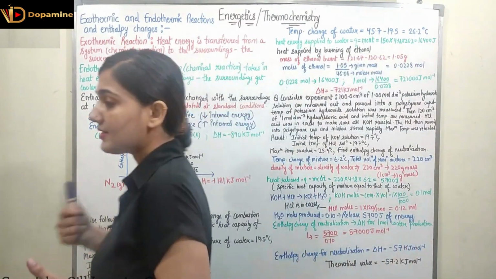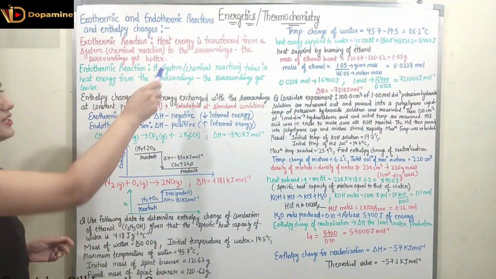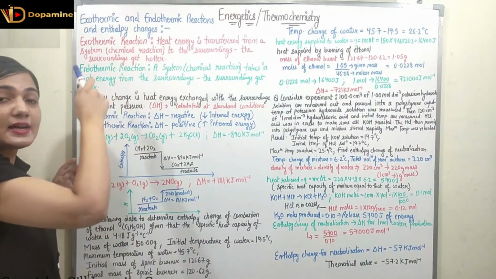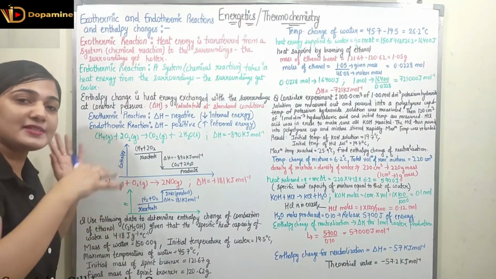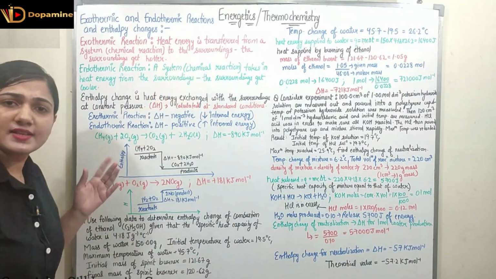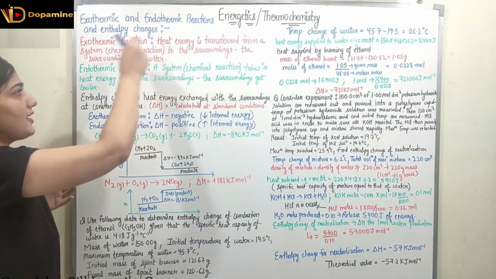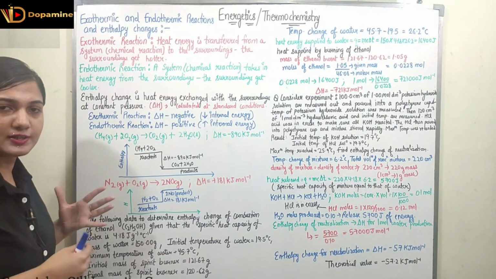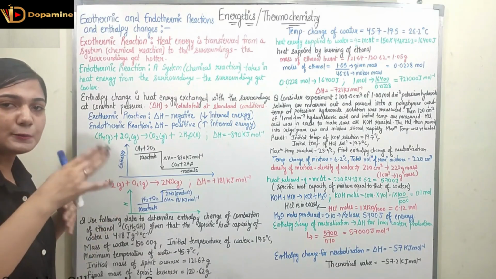An exothermic reaction is a reaction where heat energy is transferred from a system, that is the chemical reaction. Here the system is the chemical reaction, and from the system the heat energy is transferred to the surroundings, right? So the surroundings will get hotter with the exothermic reaction. It is sending out heat to the surroundings.